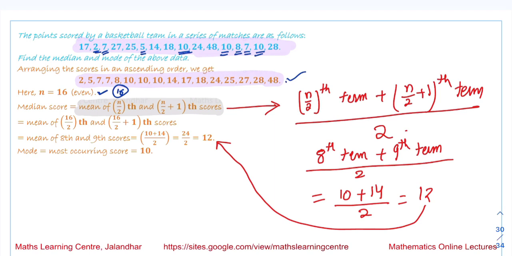Now when we are talking about the most frequently occurring value, we are saying 10 is occurring 3 times, and all the other values are less than this. So we are saying that the mode of this data is 10.